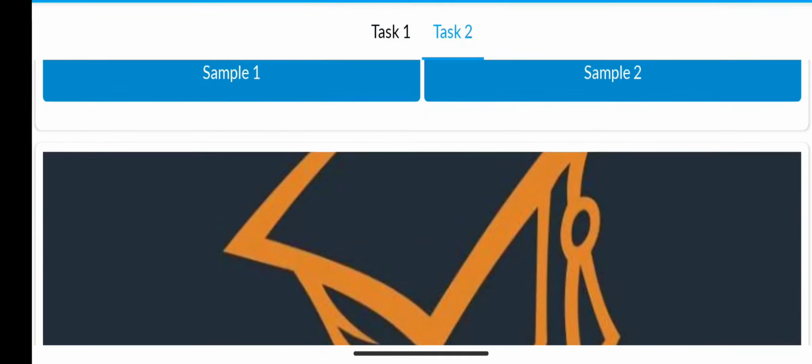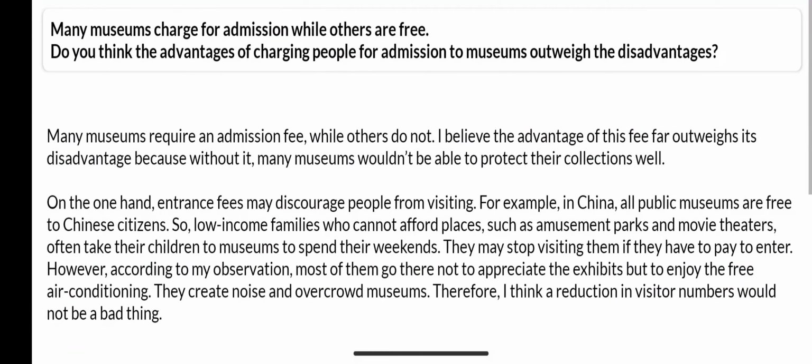Let's move to part 2. Our question is, many museums charge for admission while others are free. Do you think the advantages of charging people for admission to museums outweigh the disadvantages? Many museums require an admission fee, while others do not. I believe the advantage of this fee far outweighs its disadvantages, because without it, many museums wouldn't be able to protect their collections well.